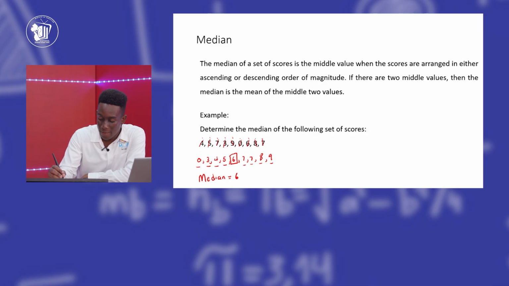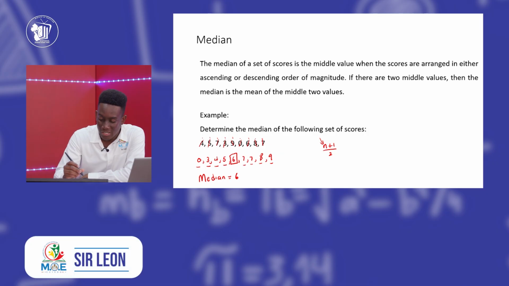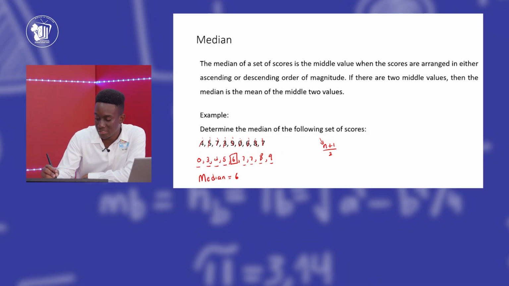Another way of finding the median, if we have a large set of numbers, is to say the median position will be n plus 1 all divided by 2. Now n is simply the number of scores that we have. In this case we had 9 scores, so 9 plus 1 all divided by 2 is 10 divided by 2, which is 5. So the 5th number, because this gives us the position of the median. So the 5th number would be the median.